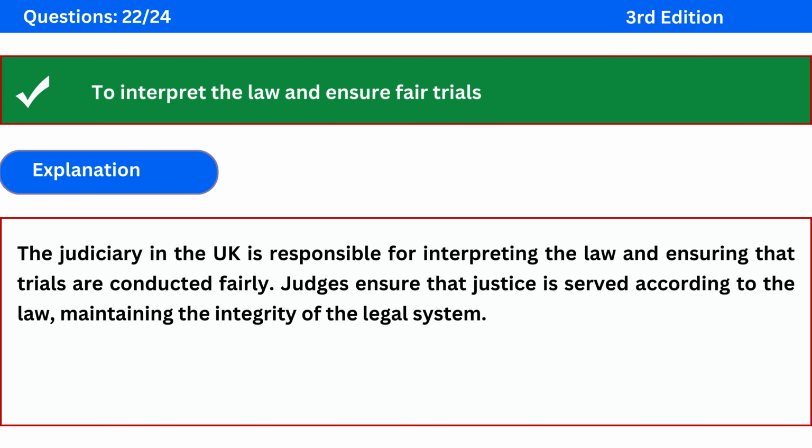The correct answer is to interpret the law and ensure fair trials. Explanation: the judiciary in the UK is responsible for interpreting the law and ensuring that trials are conducted fairly. Judges ensure that justice is served according to the law, maintaining the integrity of the legal system.